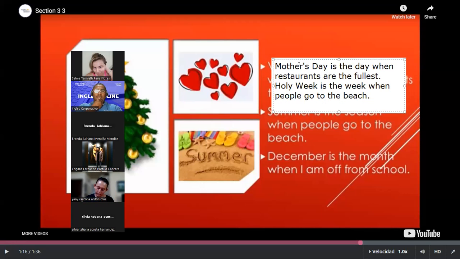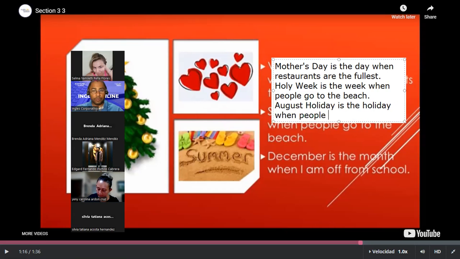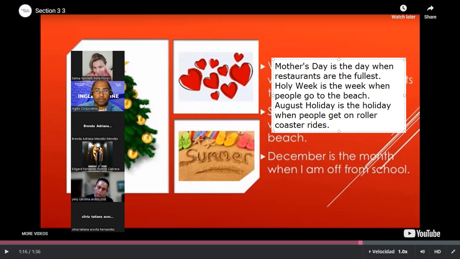Another example. Okay. Vacaciones Agustinas es la vacación cuando la gente va a las ruedas. Ah, va a las ruedas. Okay, that's nice. August holiday is the holiday when people get on roller coaster rides. Las vacaciones agustinas es la vacación cuando la gente se sube a las ruedas. All right. Any questions?